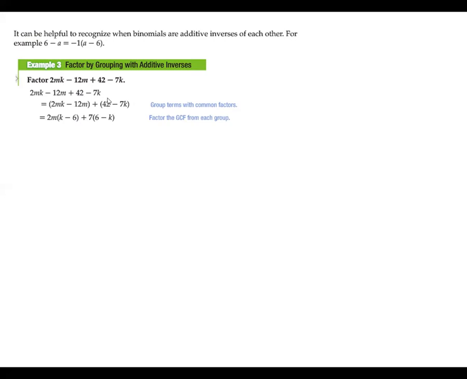Well, what I can do is factor out a negative 1, and if I factor out a negative 1 from the k minus 6, it's going to make it into 6 minus k. So that makes the problem 2m times k minus 6 minus 7 times k minus 6, which would give you 2m minus 7 times k minus 6. All right, here's 2 for you to try. Go ahead and pause the video.